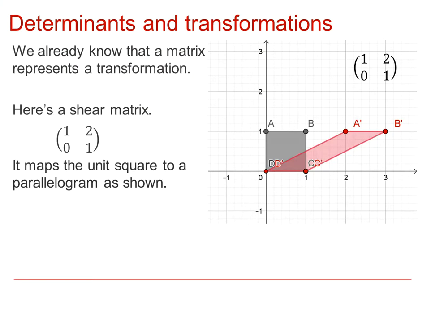We've already met the idea of matrices producing transformations. For example, we have a shear matrix here, the matrix 1, 2, 0, 1, and if we look at its effect on one point, for example point A, which is (0, 1), we can see that (0, 1) maps onto (2, 1). So A maps onto A dashed, as shown on the diagram.